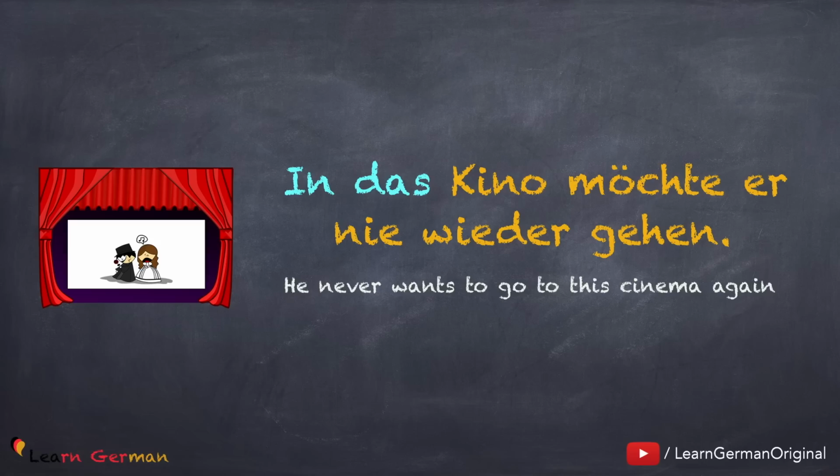In some cases, you just use in and das separately. For example, in this sentence. In das Kino möchte nie wieder gehen. This happens only in the cases where das is replaceable with these.